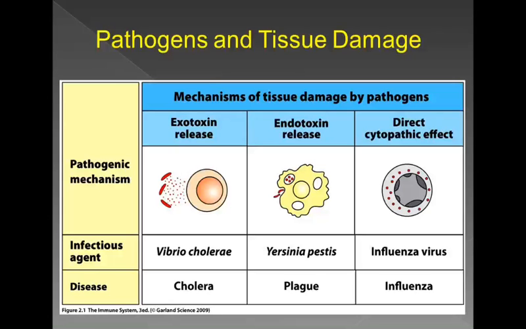Depending on the infectious agent, and I'll just use that as a general term to relate to bacteria, fungi, protozoa, viruses, and all the other types of things that can infect, they have different mechanisms to damage tissues in our body. Some of them release toxins that we call exotoxins.